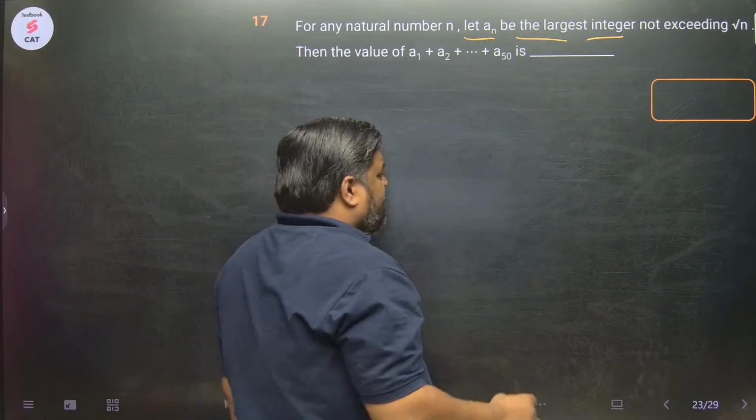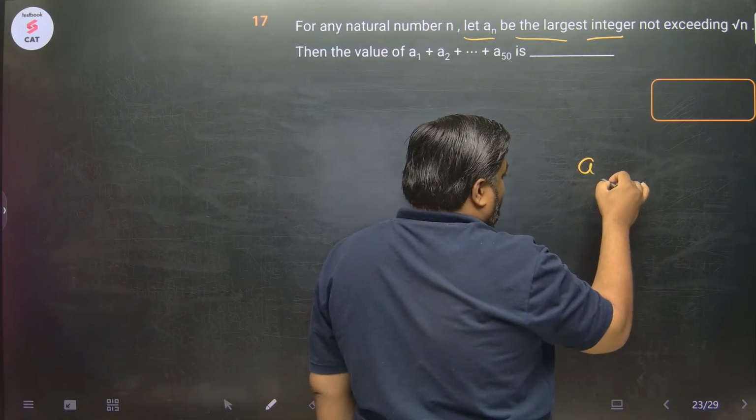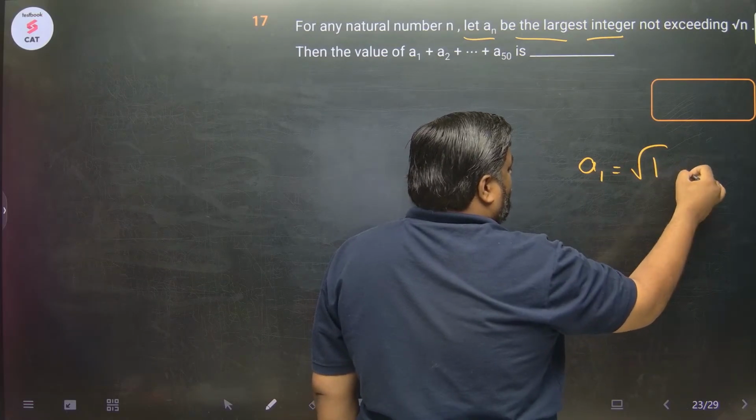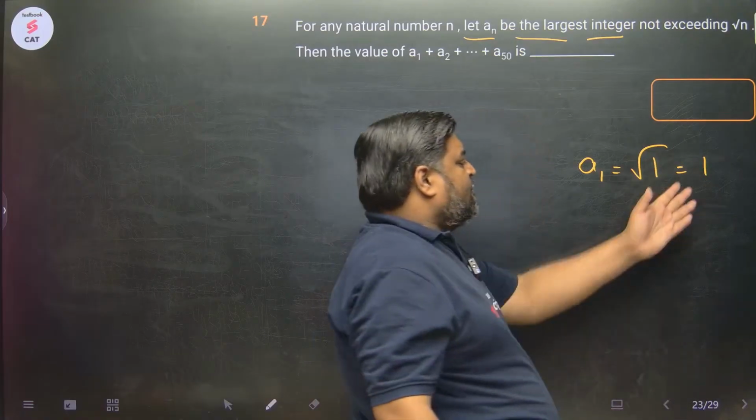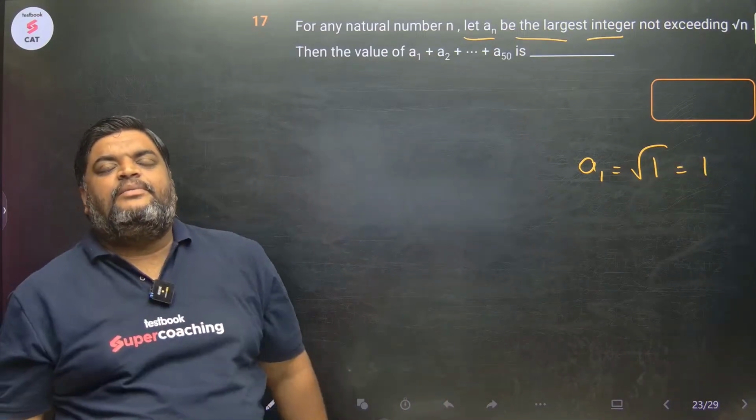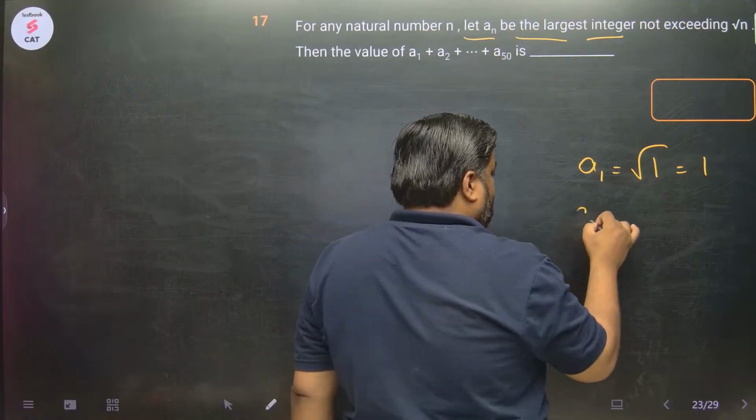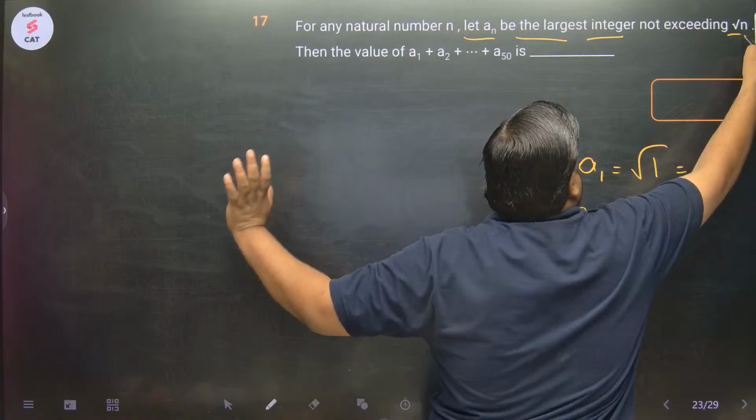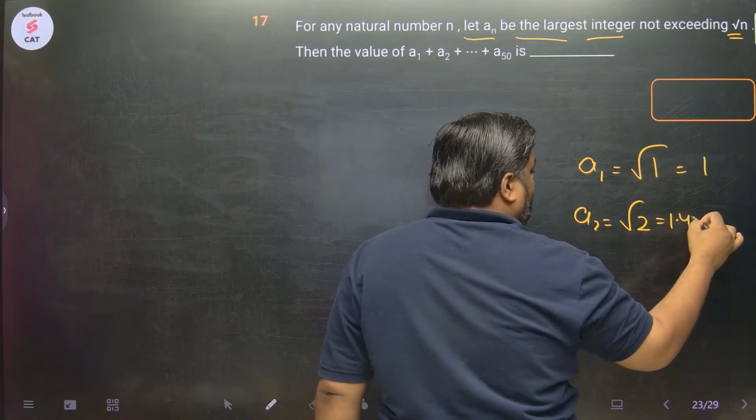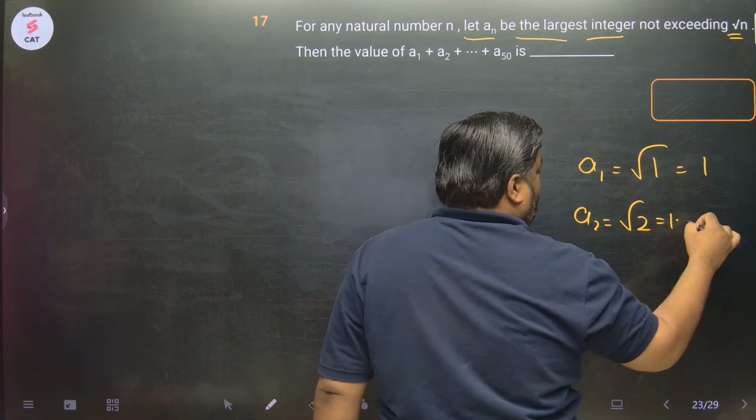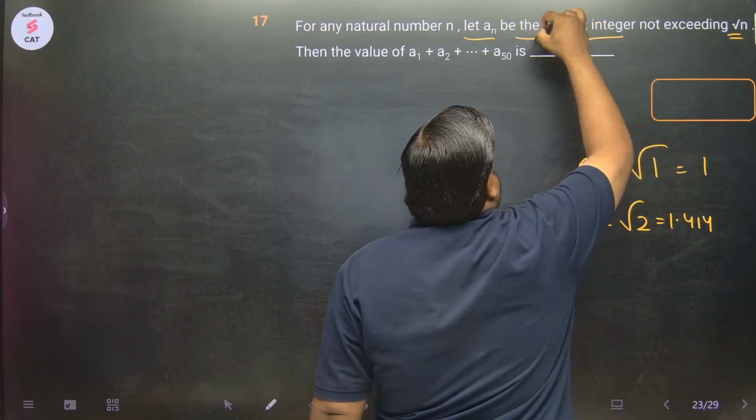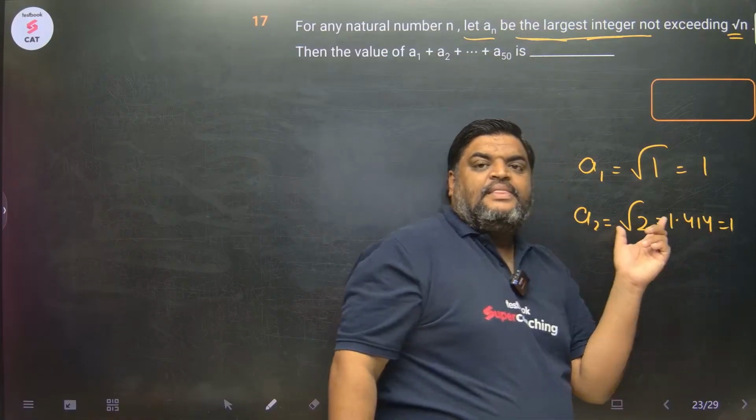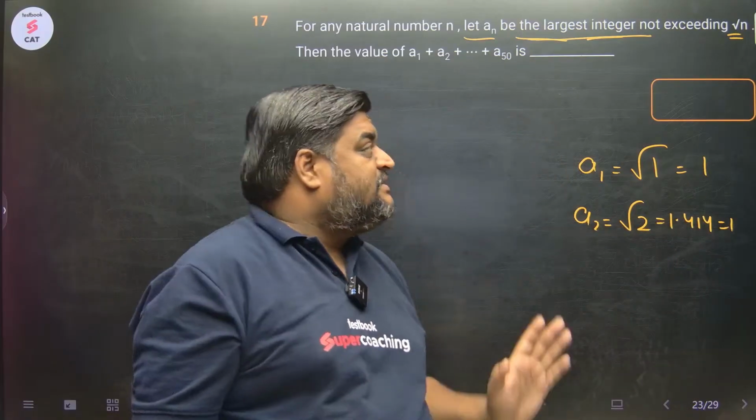Okay. Acha, tell me what is the value of a1 then. So a1 is root 1, the largest integer is 1, a1 इज 1. व्हाट इज a2? a2 is root 2, root 2 is 1.414. But आपको largest integer लेना है. So this will be taken as 1. The largest integer here is 1. 1.414 का largest integer is 1.